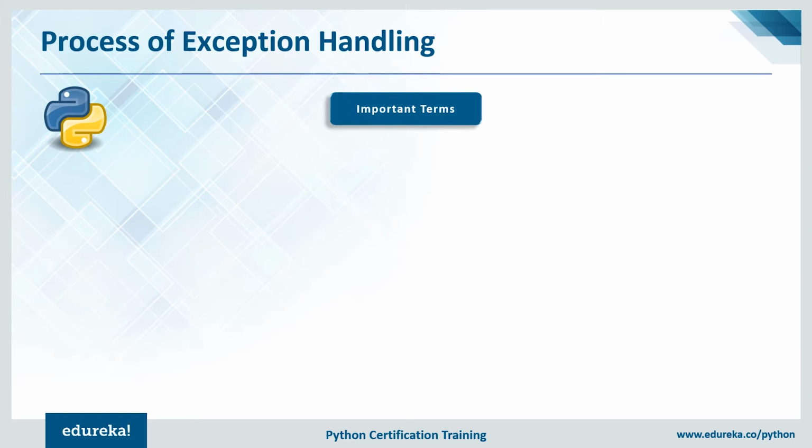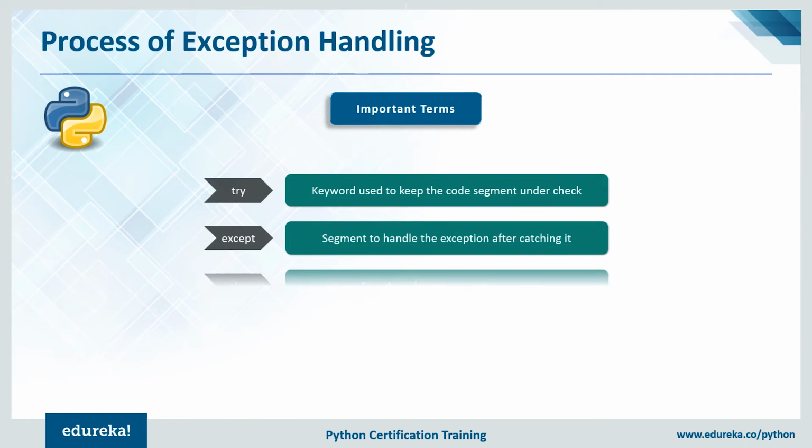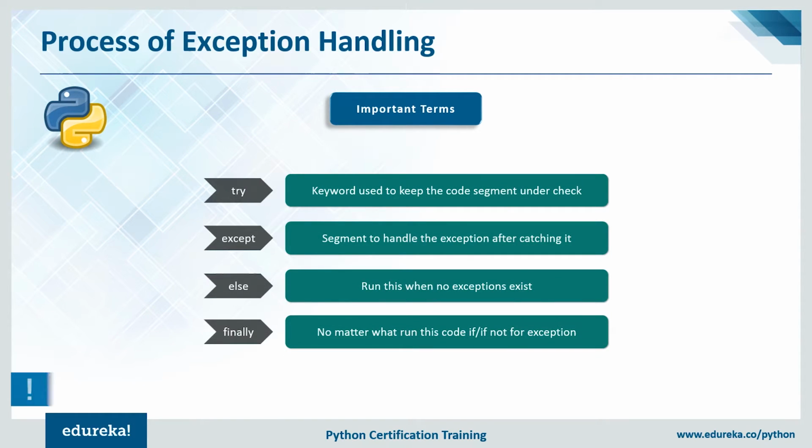So guys, these are some of the important terms that you need to take a note of before starting to code and understanding exceptions. So first we have try. Well, try is basically the keyword which is used to keep the code segment under check. So whatever code you put under try is actually the code under scrutiny, guys. And next we have except. Well, except is a segment which is actually used to handle the exception, guys. So how do we know that the exception has occurred? If our piece of code in the try block has actually caused an exception, then we can handle it in the except block.